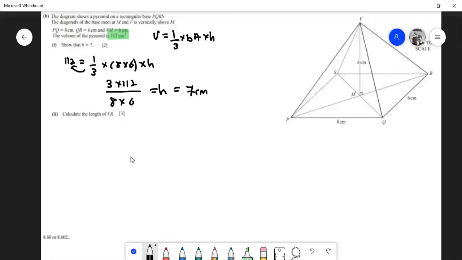All right, now they want you to find the length of VR. Where is our length of VR? Our length of VR is located somewhere here, so they want to know that length. We already got our height here. You can see I already got my height, and I can find VR quite easily. It's not really that hard.